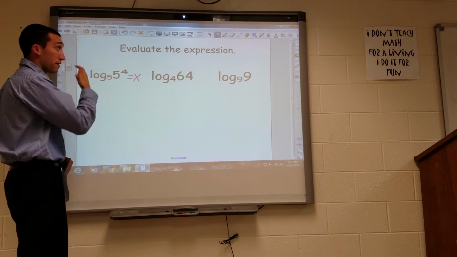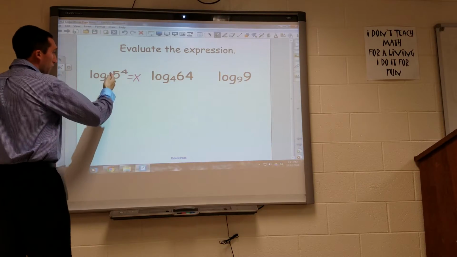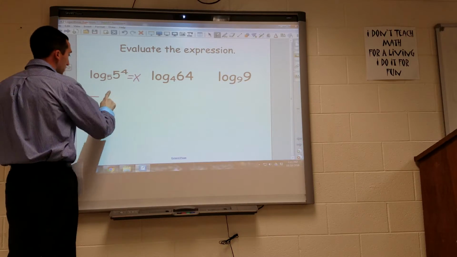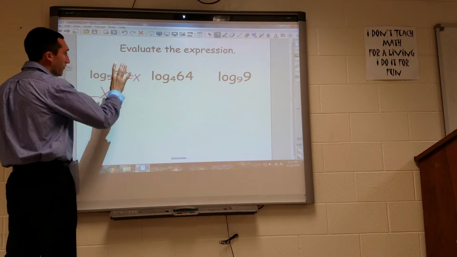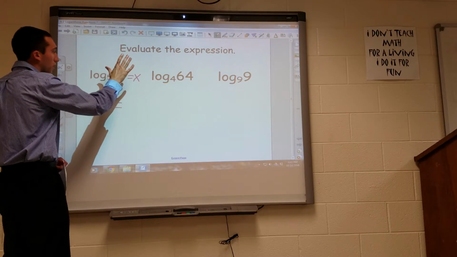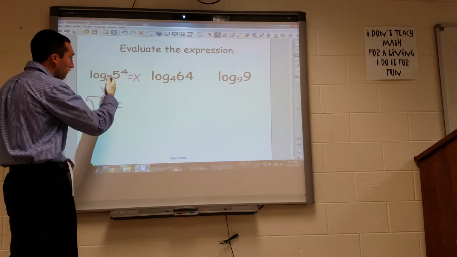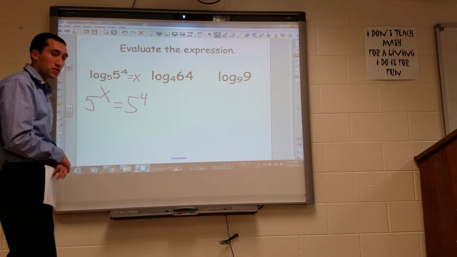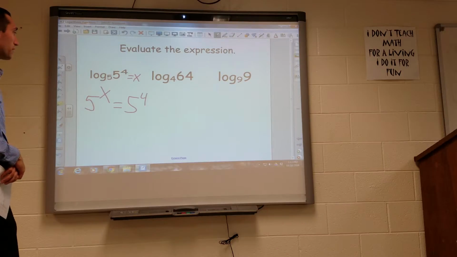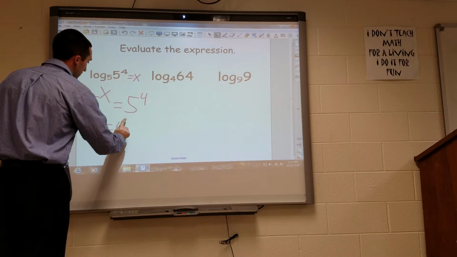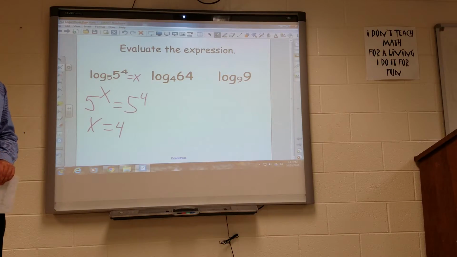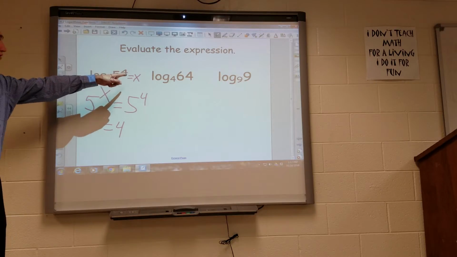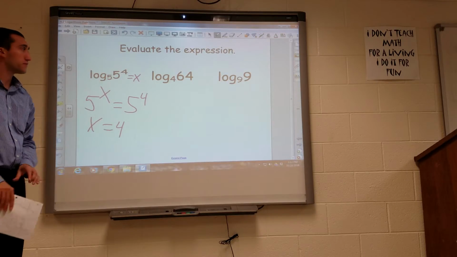So I'm just going to rewrite it from logarithmic to exponential. The base of my logarithm becomes the base of my exponent. Whatever I was equal to becomes my exponent. And whatever was part of my log, whatever I was taking the log of, is what I am equal to in my exponential form. So now you can easily see, okay, x equals 4. So if my calculator could evaluate log base 5 of 5 raised to the 4th, I would get 4.